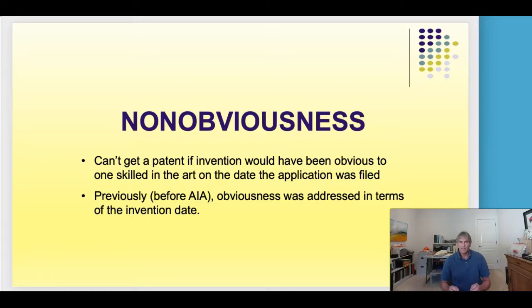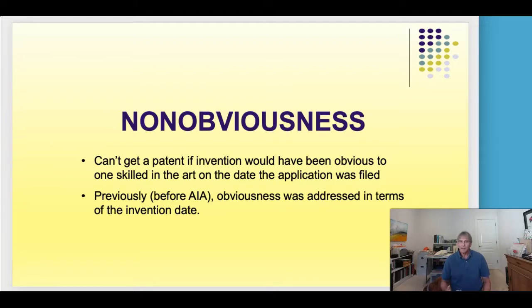So here, on this first slide, I have written down the essential language from the Patent Act, which prevents a person from obtaining a patent for an invention that would have been obvious to someone skilled in the art on the date the application is filed. The language is pretty much the same as it was before the America Invents Act, except that the pivotal day was changed from the invention date to the application date.